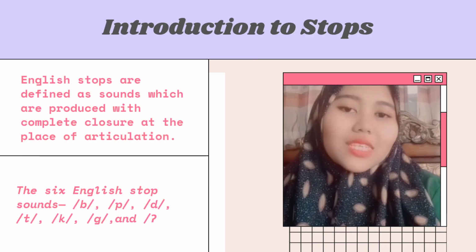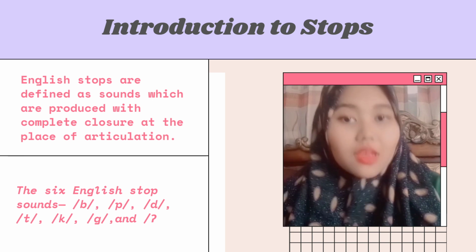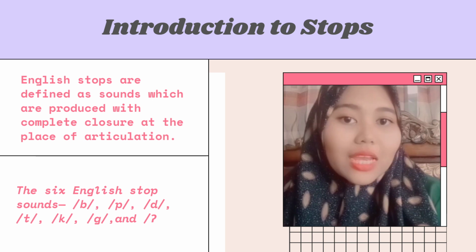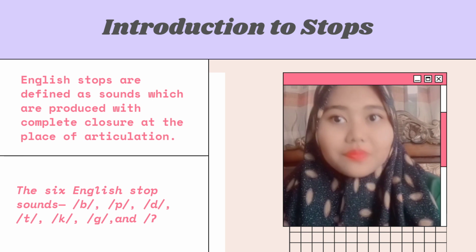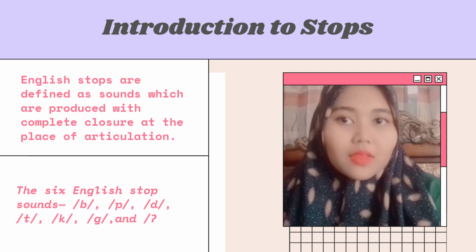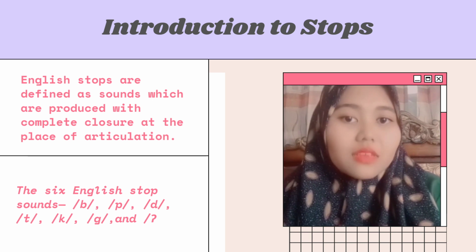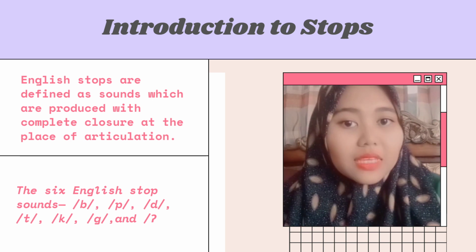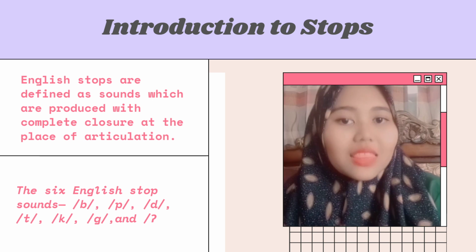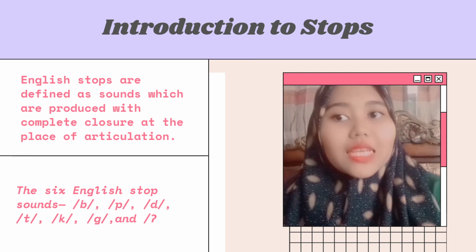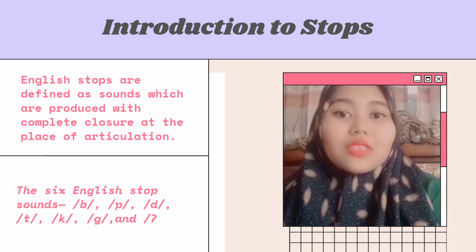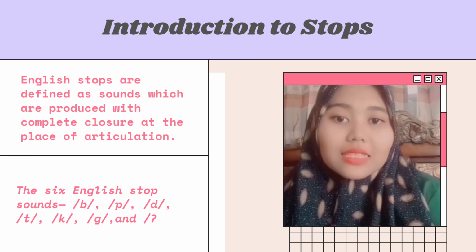The first material is the introduction to stops. English stops are sounds which are produced with a complete closure at the place of articulation. There are 6 English stop sounds: B, sound B; P, sound P; D, sound D; T, sound T; K, sound K; G, sound G; and the last is the glottal stop.